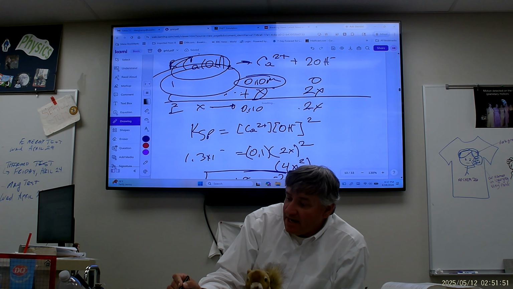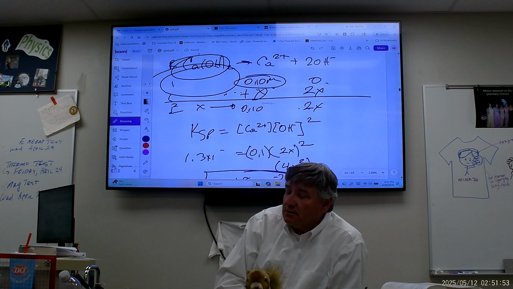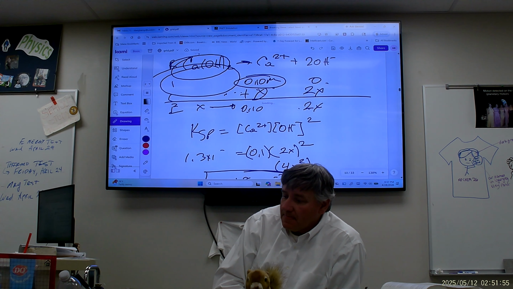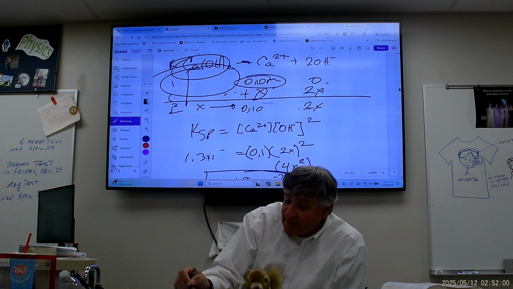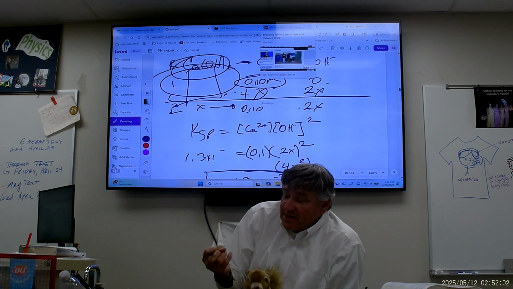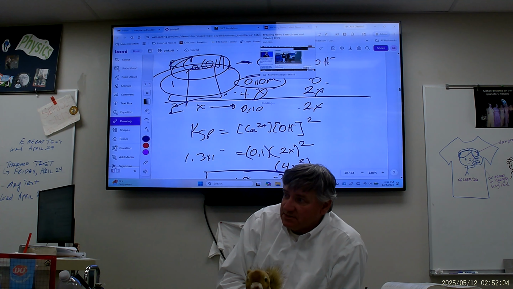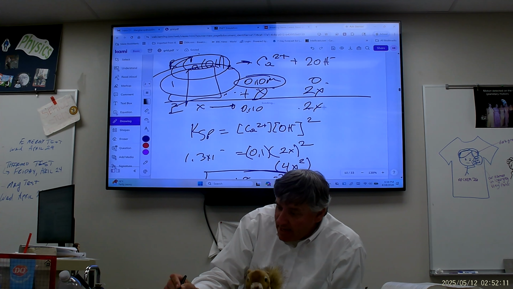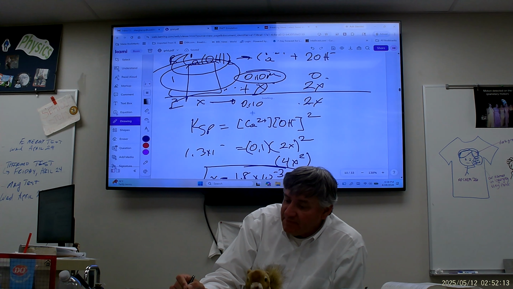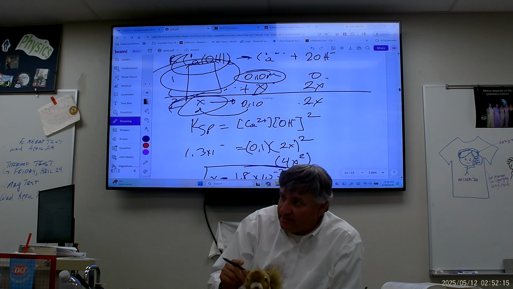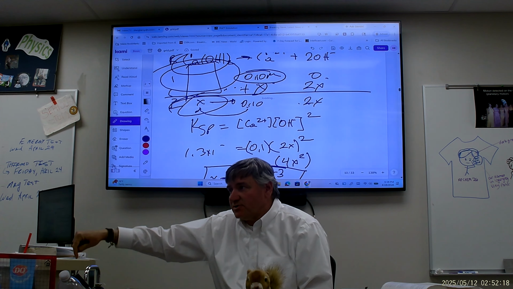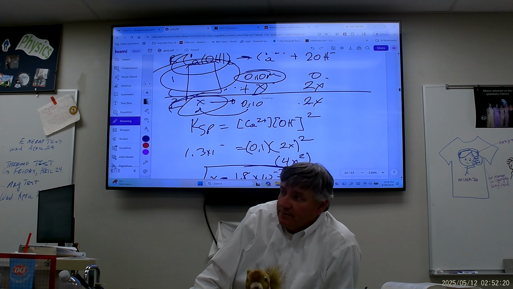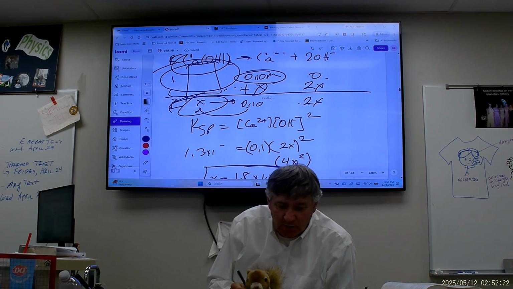Your ICE line is 0.1 and 0. No, I'm talking about the first one. We don't put anything because it's a solid. Yes, there are no concentrations there. That makes sense. But then our original concentration for x? Once you solve for x, that's how much of this stuff had to dissolve to create the concentration of the other stuff. Okay, cool.